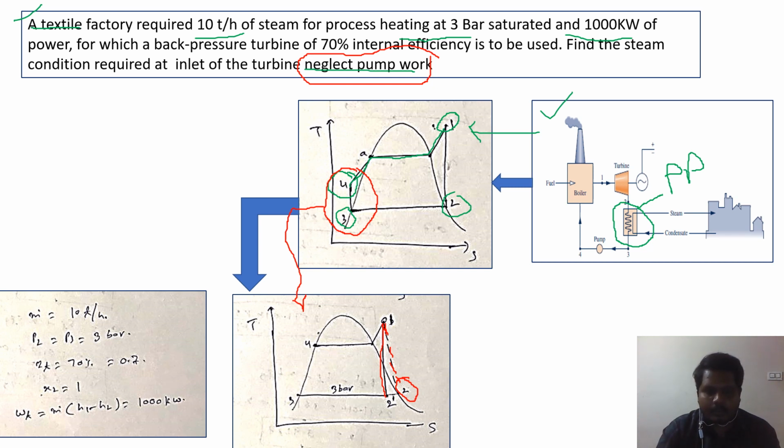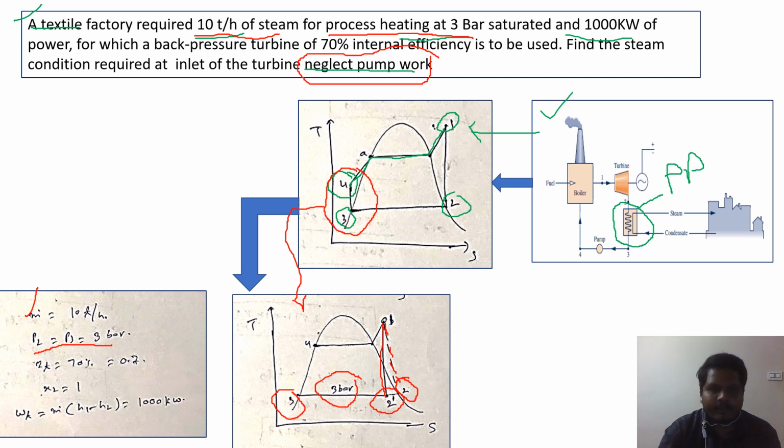Okay. Now let us see the given data. The given data is 10 tons per hour of steam, which means the mass flow rate is 10 tons per hour. Process heating at 3 bar. So the process heating is in the process 2 to 3. Here the pressure is 3 bar, which is a constant pressure process. So P2 equals P3 equals 3 bar.